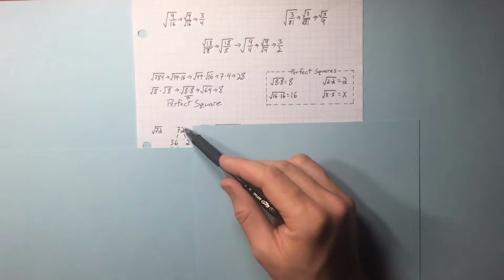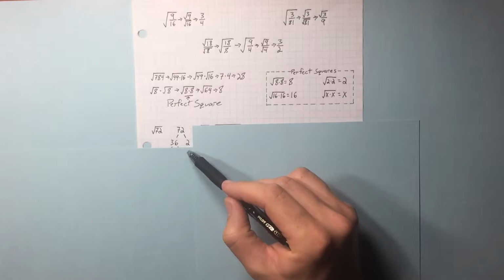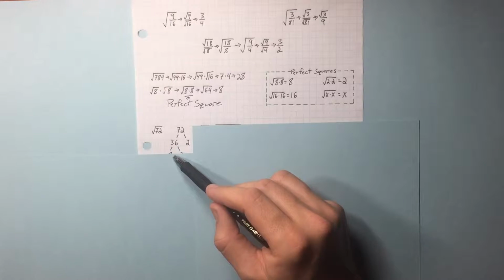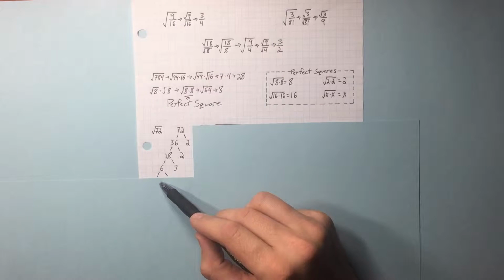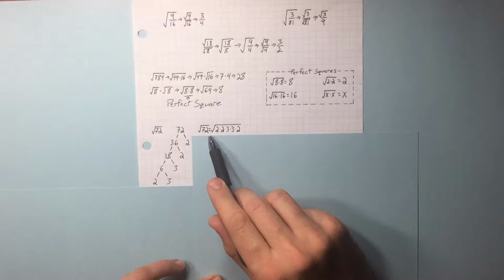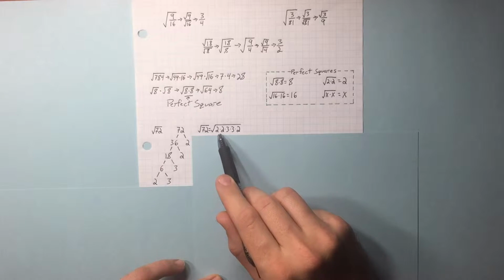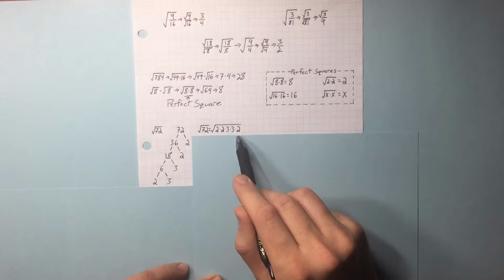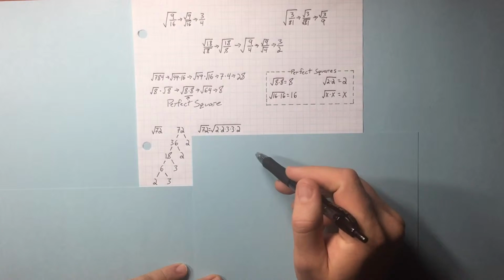You need to find the factor tree of it. 36 times 2 equals 72. 2 is a prime number, so we stop. Let's break down 36. Break down 18, break down 6. Now we have all prime numbers. The square root of 72 is the same thing as saying the square root of 2 times 2 times 3 times 3 times 2, because all of these multiplied together is 72.